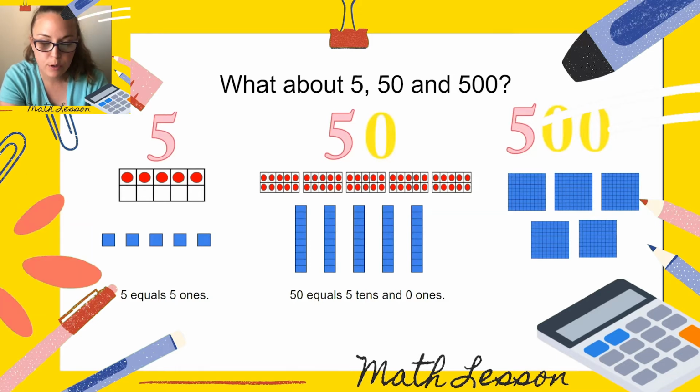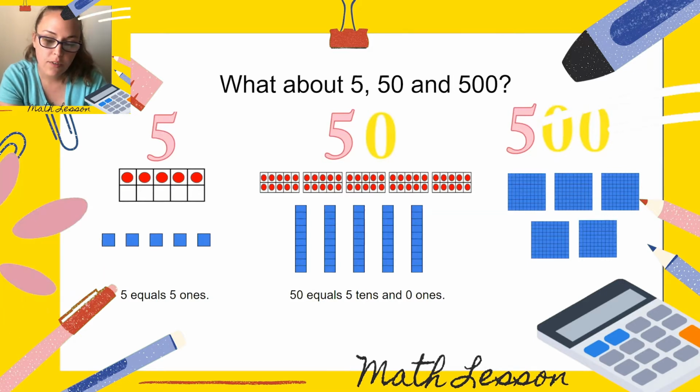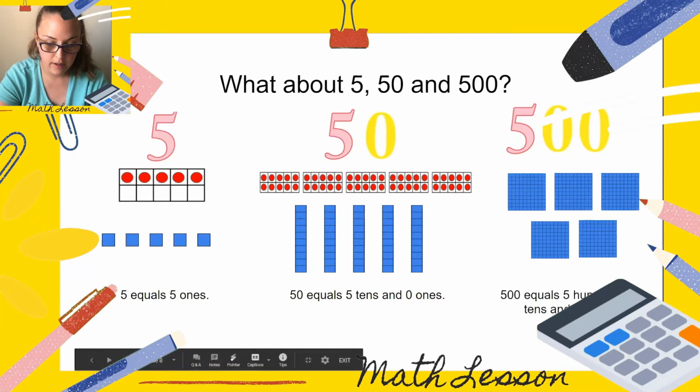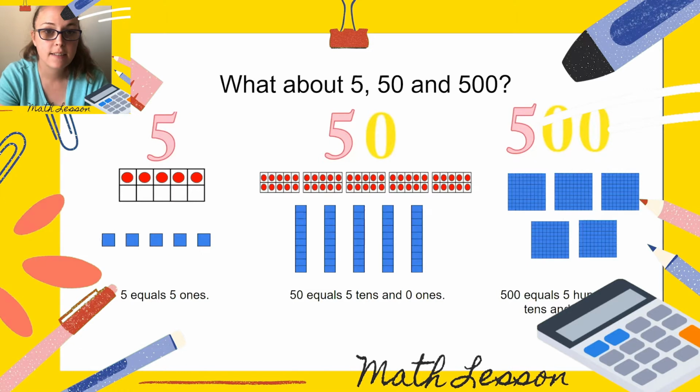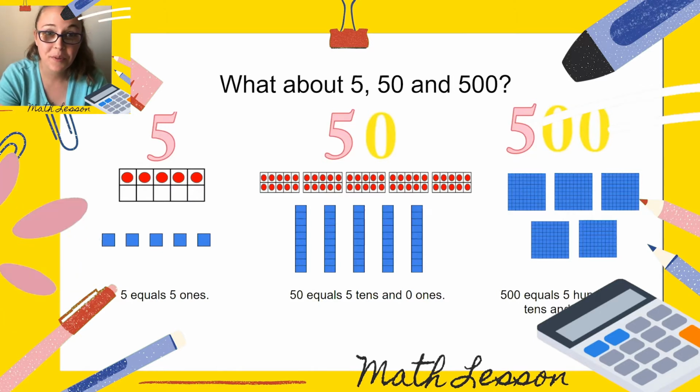So each of these blue squares is filled with 100 smaller blue squares. Counting by 100s is a lot like counting by tens. So here on the right side, under 500, we have 100, 200, 300, 400, 500. So 500 then equals 5 hundreds, 0 tens, and 0 ones. I hope that helps you see how those numbers are different, even though they look so similar.